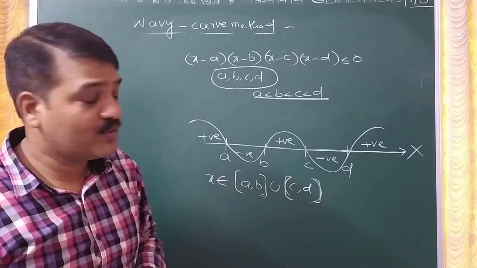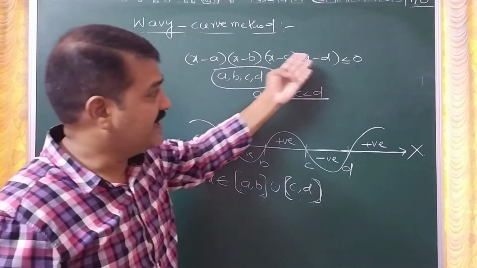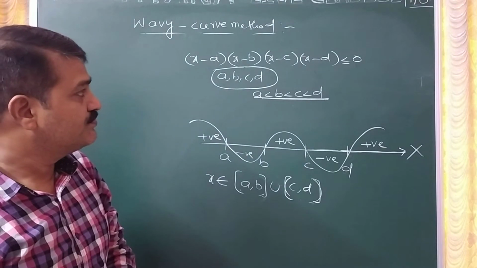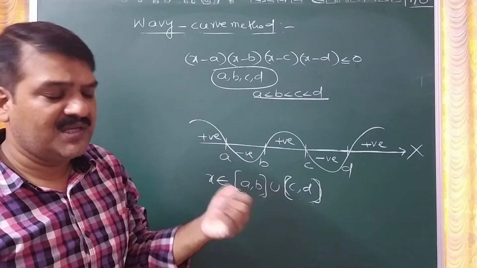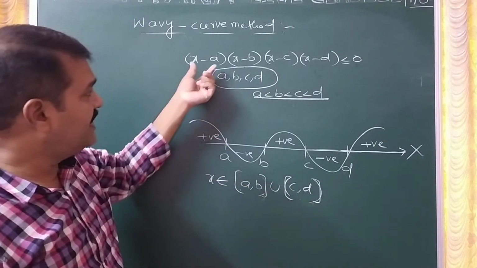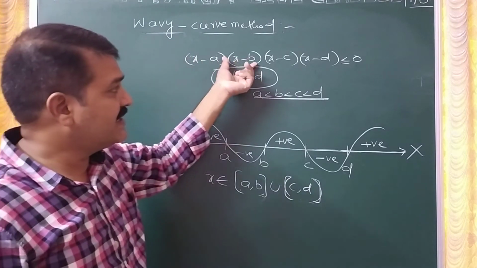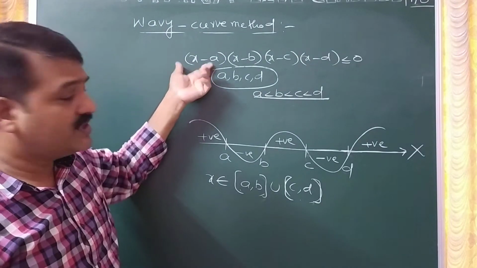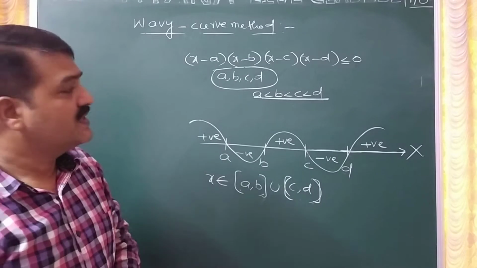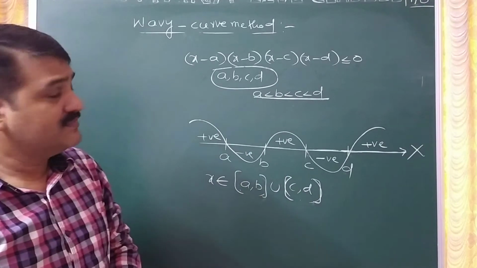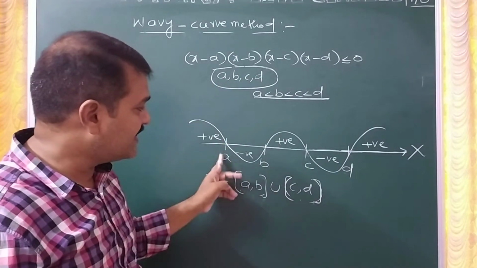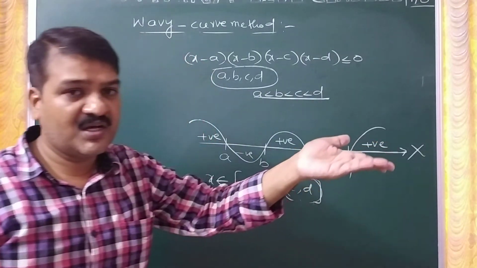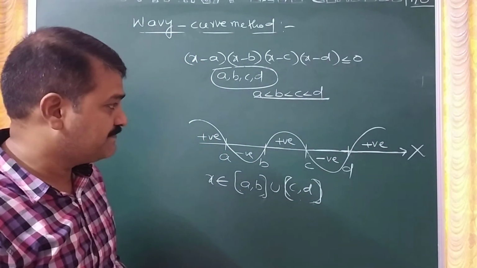So what is the procedure? Find the critical points, meaning the points at which the function becomes 0. Individually, take every linear term to be 0. Take each term to be 0, then you will get the critical points. Mark the critical points in ascending order on the number line or on the x-axis, anything is okay.